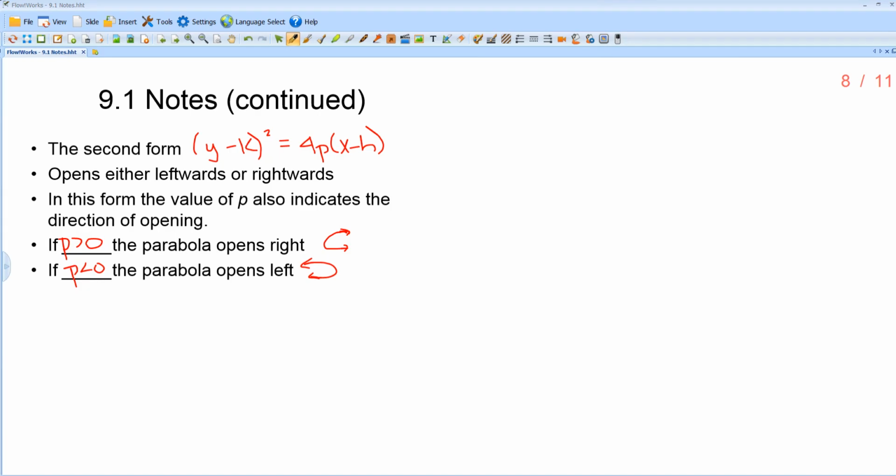All right, so then we got to talk about, like, if p is positive, we know it opens either up or to the right, and if p is negative, it's either opening to the left or down. But what exactly is the p-value, and what does it mean in terms of our graph?